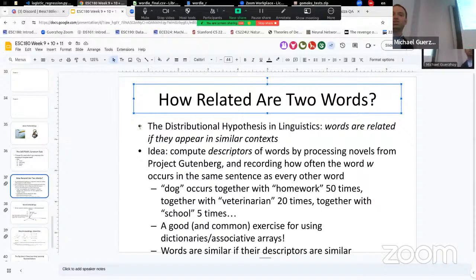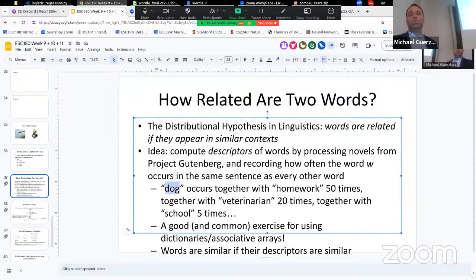Okay? So how do we operationalize it? How do we use this hypothesis to the extent that it's true? Well, what we'll do is we'll count up how many times any particular word appears together with any other word in a big corpus. A corpus just means a bunch of texts, like, for example, Project Gutenberg that you used last week, right? So here's an example.